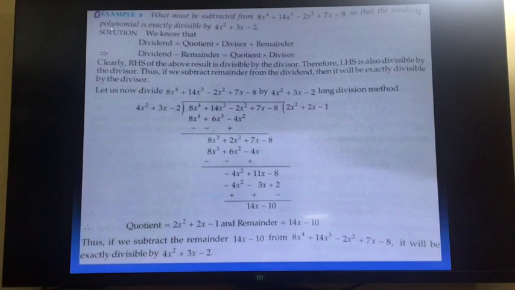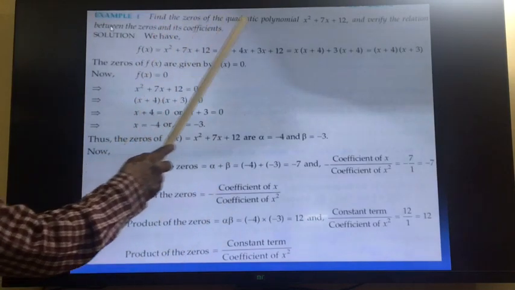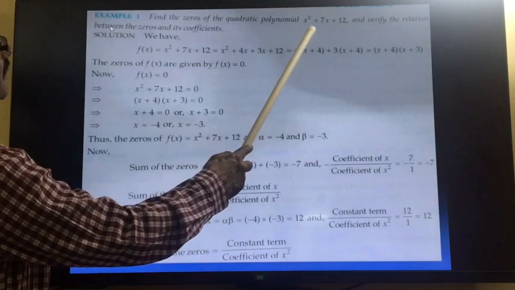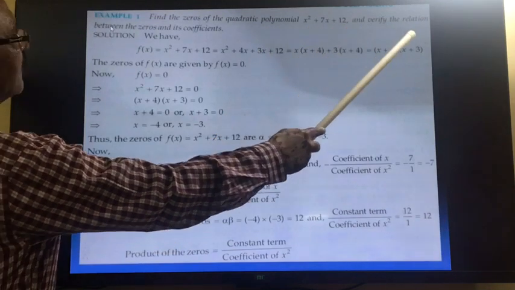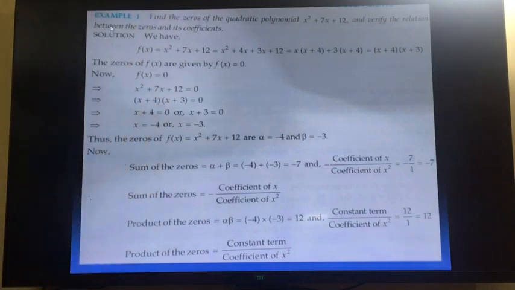Right? Now the next question. Find the zeros of the quadratic polynomial x square plus 7x plus 12 and verify the relationship between zeros and coefficients. Again, I have selected this question because one question of this type will come 100% guaranteed. Right? So please understand it.